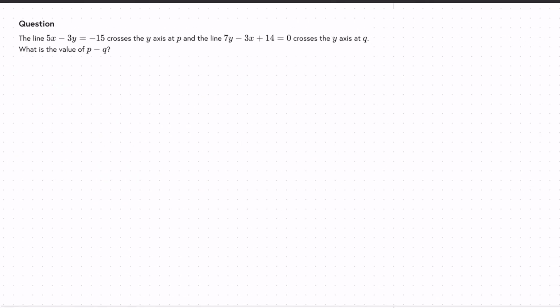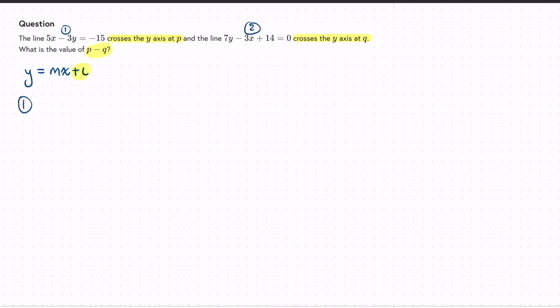Now this next question's a little bit complicated, but we're going to take it step by step. So we're going to do what we did last time and transform both equations into the form y equal to mx plus c. And this allows us to isolate c. So crosses the y-axis at p, crosses the y-axis at q, which is going to help us answer this question here. So let's label this equation 1 and this equation 2.